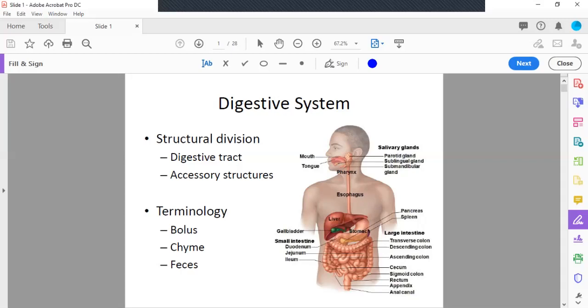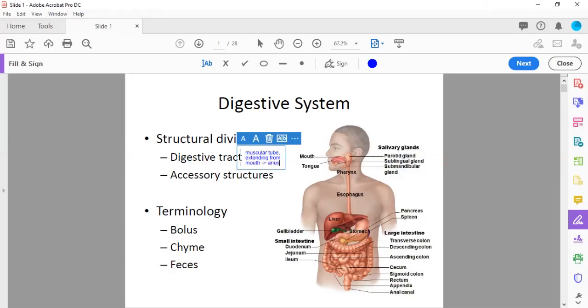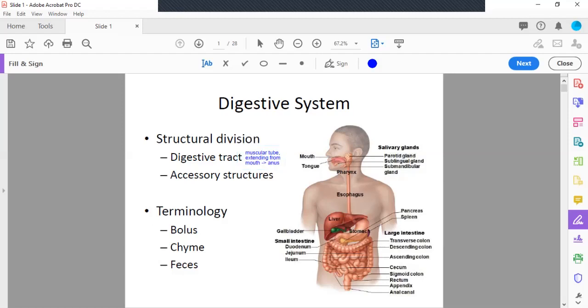It's a tube. So we can say it's a muscular tube extending from the mouth all the way down to the anus. And this includes the mouth, the pharynx, the esophagus, the stomach, the small intestine, and the large intestine.